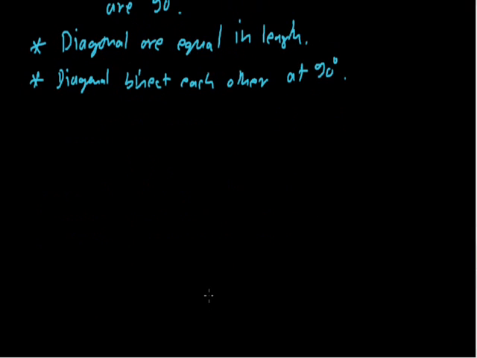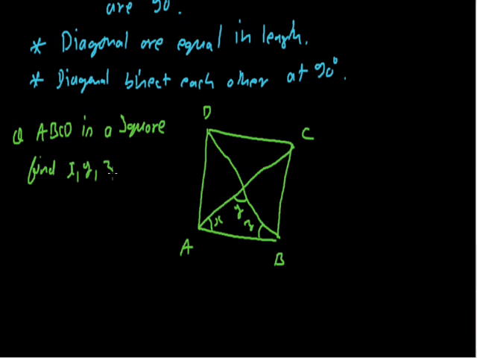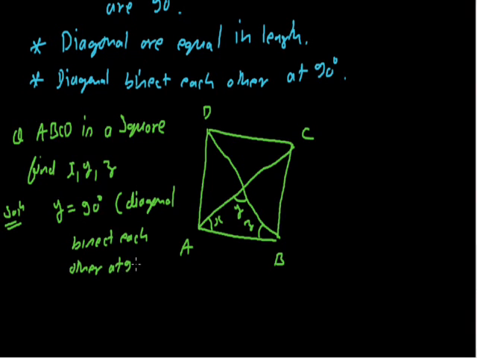Now let's see one question based on it. Here it is given that ABCD is a square and find the values of x, y and z. Now as ABCD is a square, we know that in a square diagonals bisect each other at 90 degrees, so that's why angle y should be 90 degree.